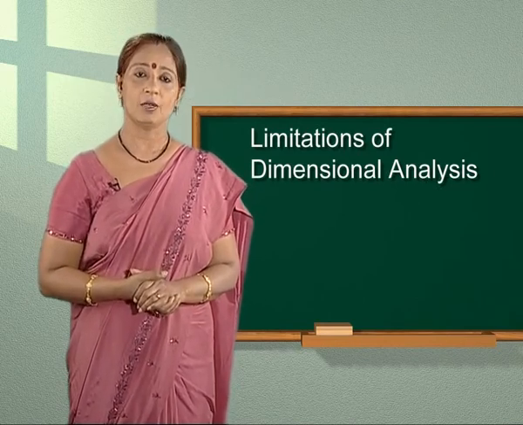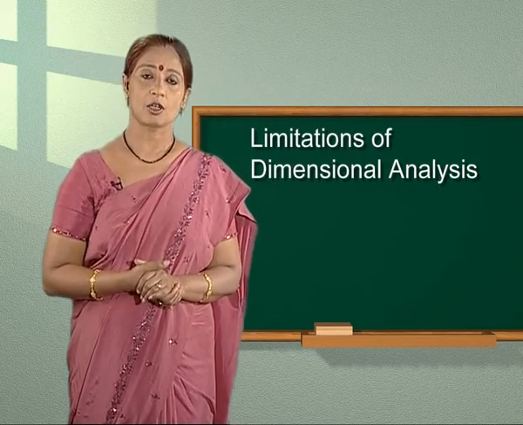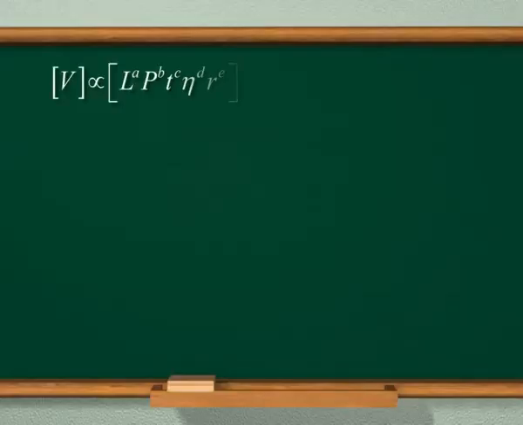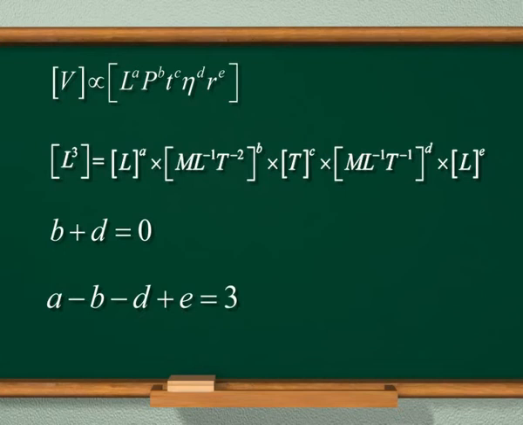For example, flow of a liquid of volume V depends upon viscosity η, length of the capillary tube L, and radius r across a pressure difference P and time t. Let V be proportional to L^a, P^b, t^c, η^d, and r^e. On substituting the corresponding dimensions and equating the powers of M, L, and T on both sides, we get b + d = 0, a − b − d + e = 3, −2b + c − d = 0. There are 5 unknowns but only 3 equations. We can only express the constants in terms of the others by solving equations, but we cannot find the values of unknowns a, b, c, d, and e.